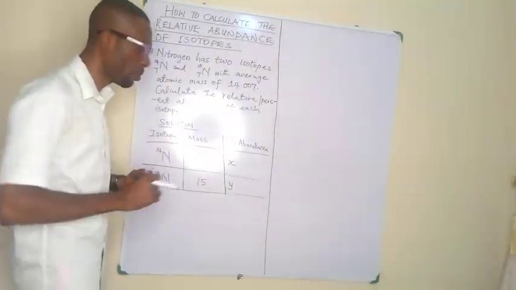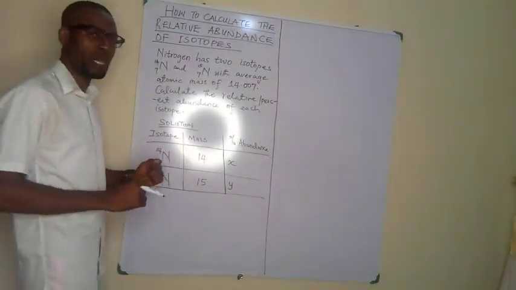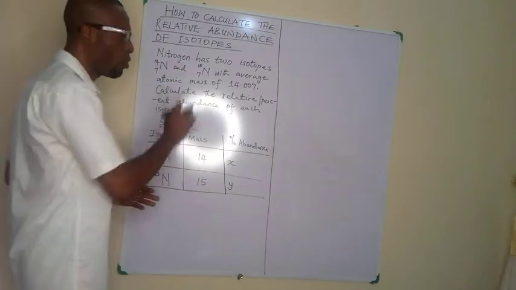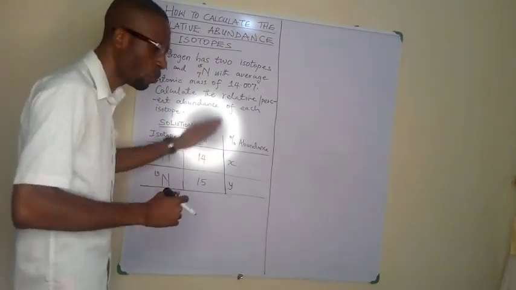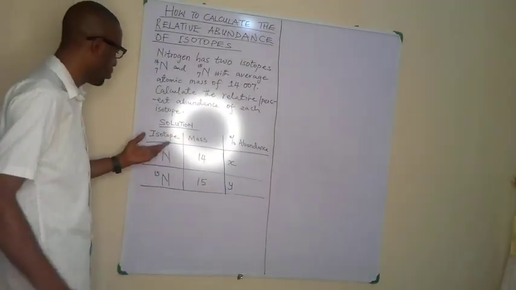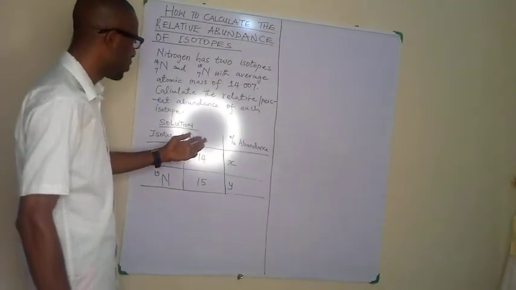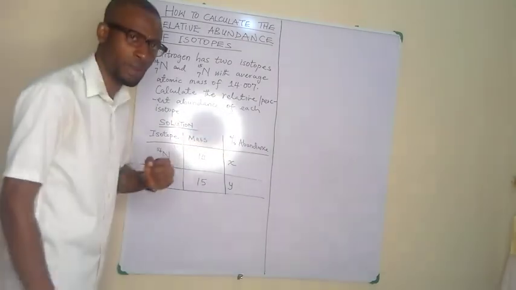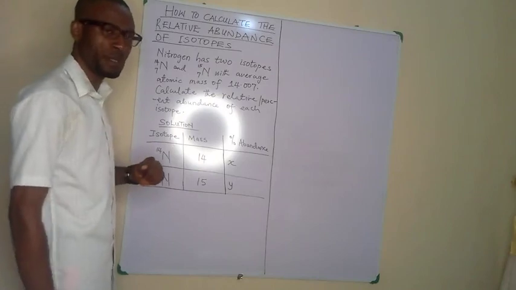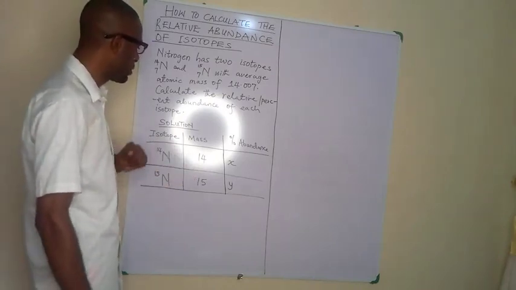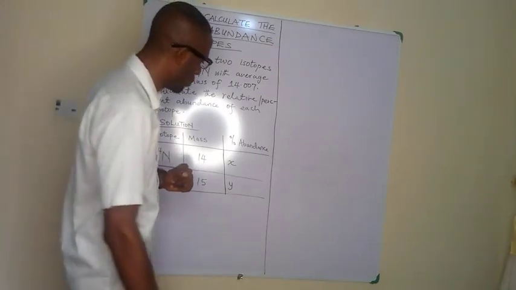In order to solve this problem, we create a table that will help us to itemize the different components of the question for clarity's sake so that it is easy for us to walk through. The first column we have isotope, the next we have mass, and of course the percent abundance. The isotope is N14 and of course N15. And the mass number here is 14 and the mass number of the second isotope is 15.